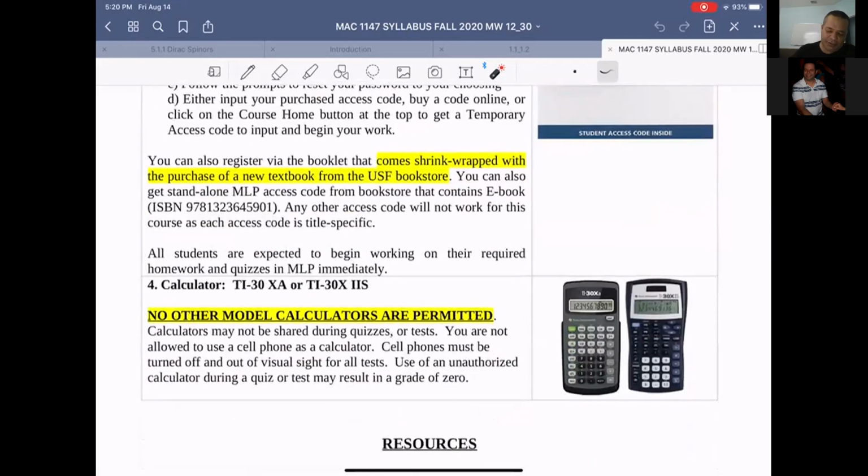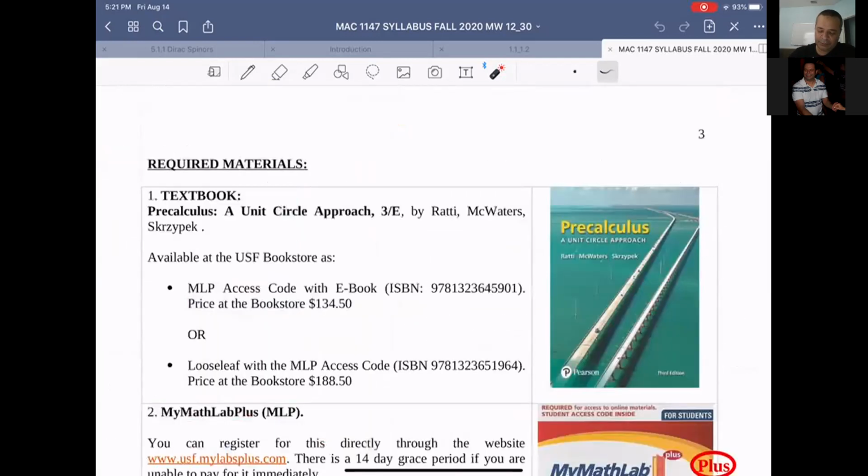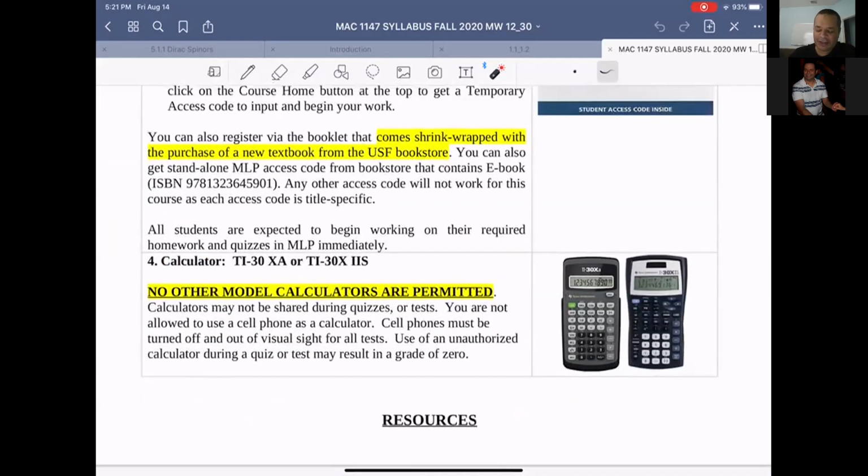You are expected to start working immediately. These are the two calculators we use. This information is from pre-COVID times, but just take it as the same. Since we have Proctorio, if we catch another calculator on you, it may result in a grade of 0.